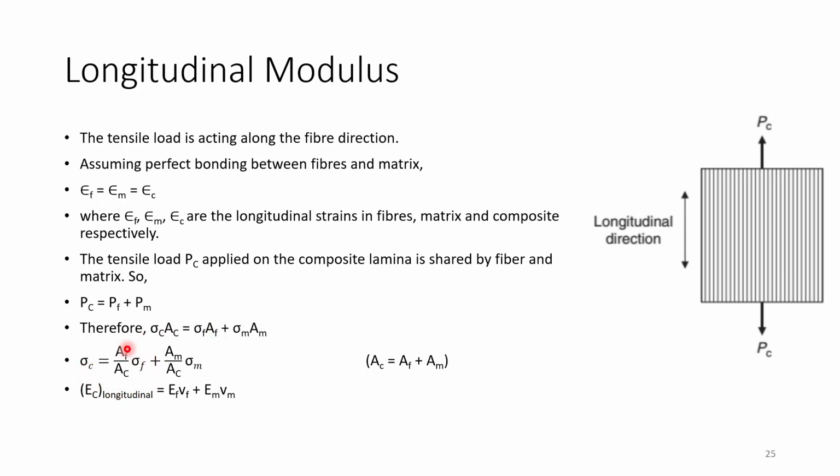Now you can divide all this by AC, and then you will get this equation. We already know AC will be equal to AF plus AM. Then you can write it in terms of elastic modulus. So the longitudinal elastic modulus will be equal to EF times VF plus EM times VM.